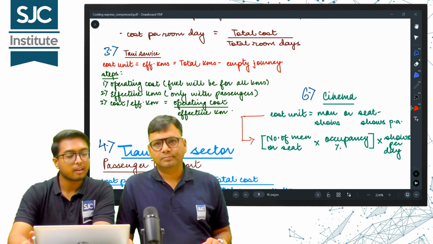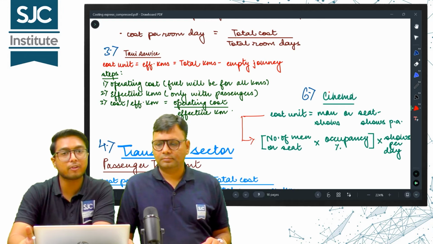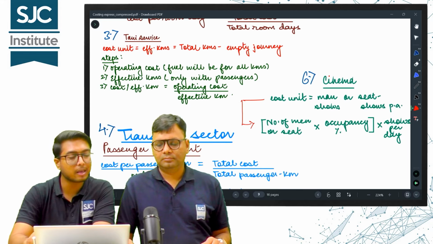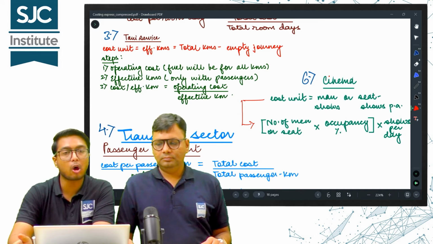Taxi service. Here the cost unit is effective kilometers. How to calculate effective kilometers? Total kilometers minus empty journey. What are the steps? The first step, we need to find the operating cost.